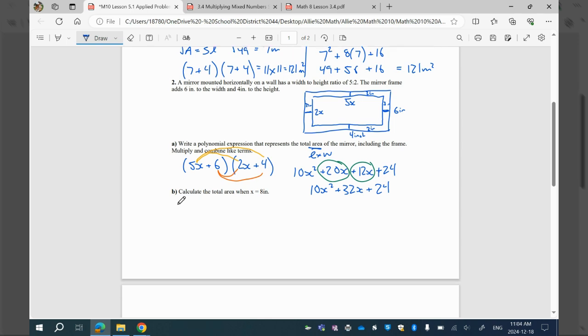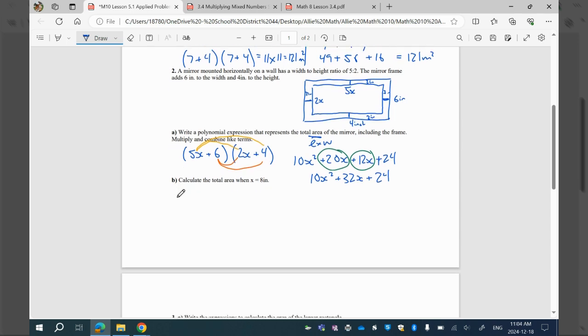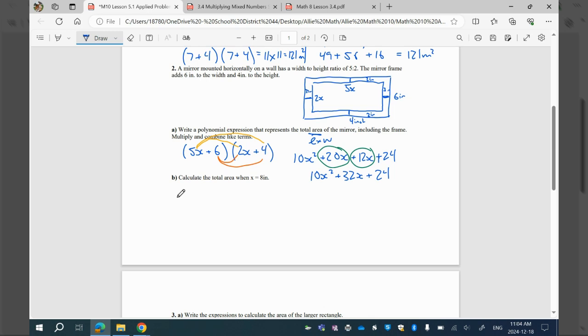And then here we go, calculate the total area when x equals 8 inches. So we can either, and I'll show you both, substitute the 8 into x in this version or in this one over here. So we could go 5 times 8 plus 6 times 2 times 8 plus 4. So that's 40 plus 6, 46 times 20. So 2 times 8 is 16 plus 4 is 20.